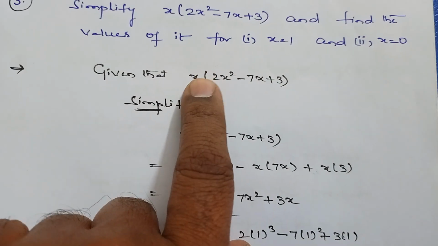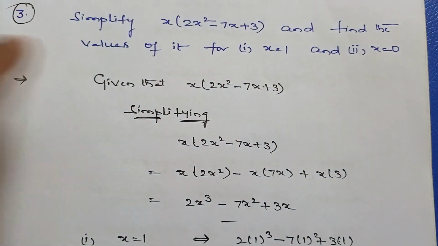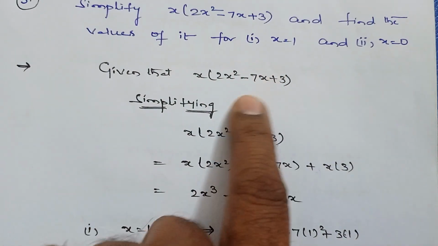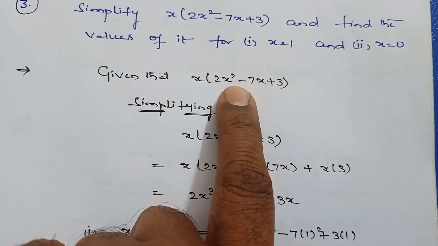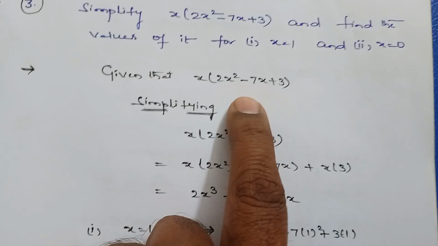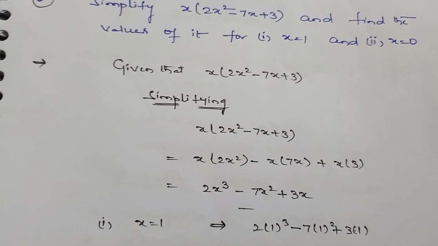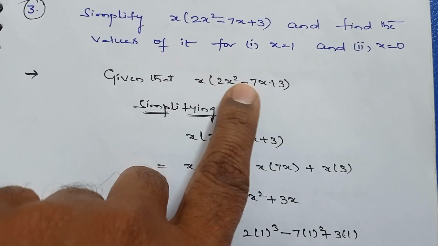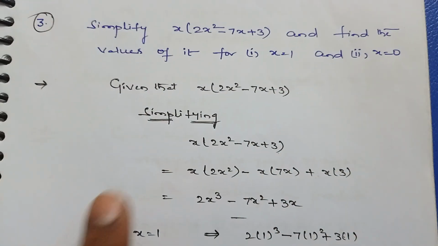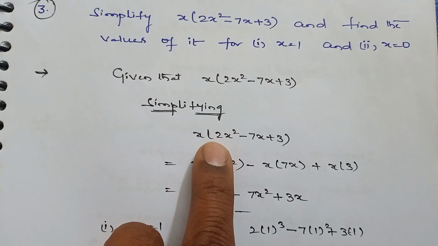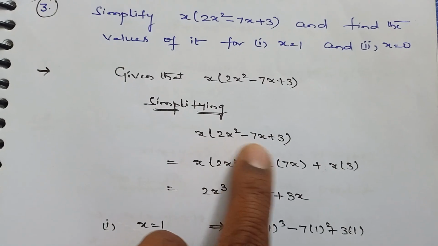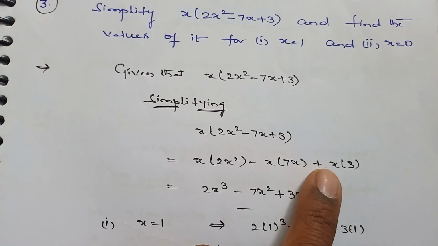Now this is a monomial, a single term, and this has more than 2 terms, exactly 3 terms, right? That becomes a trinomial. We are multiplying a monomial with a trinomial: x into 2x square minus x into 7x plus x into 3.